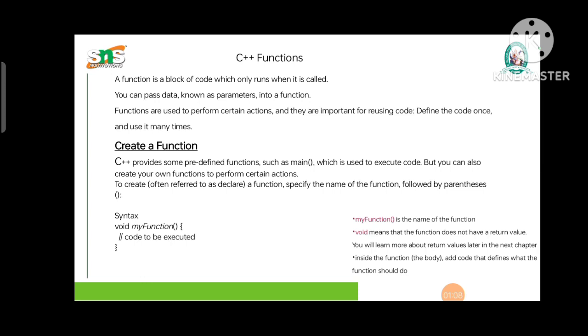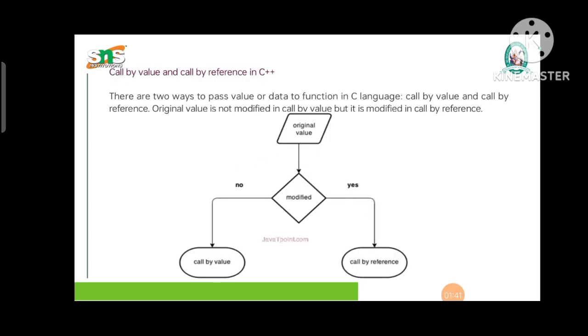C++ provides some predefined functions such as the main function, which is used to execute code, but you can also create your own functions to perform certain actions. To create, often referred to as declare, a function, specify the name of the function followed by the list of parameters. Here, myFunction is the name of the function. Void means the function does not have any return type. You will learn more about return values in the next chapter. Inside the function body, add code that defines what the function should do.